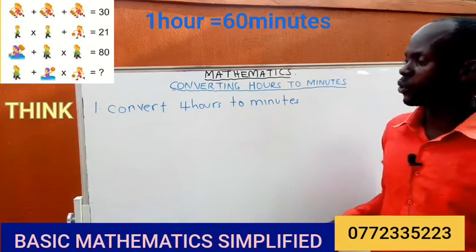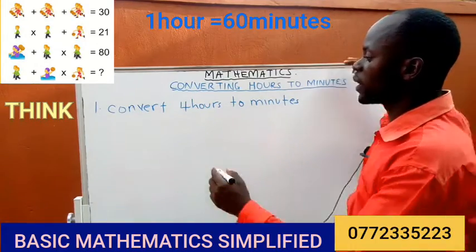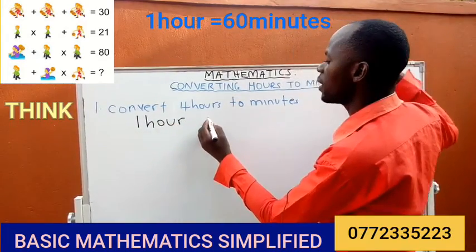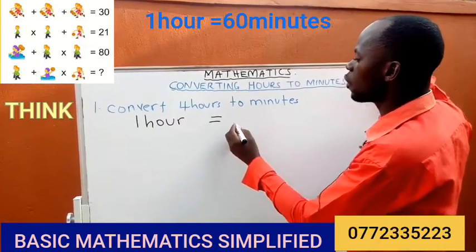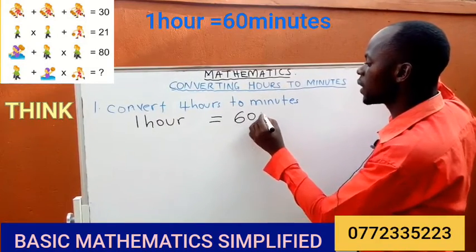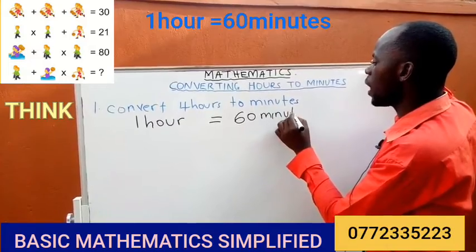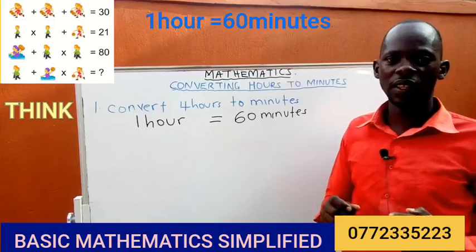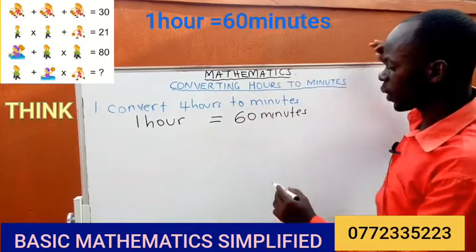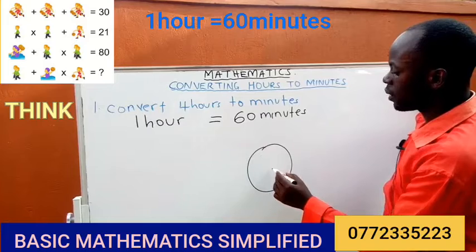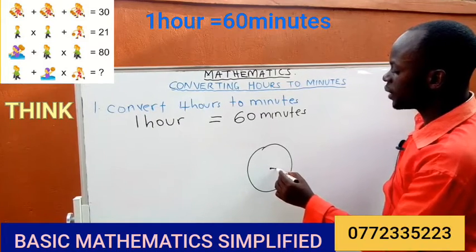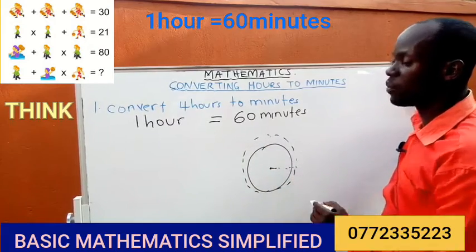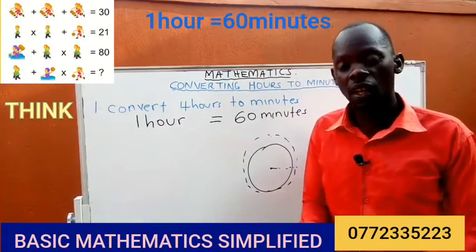The first thing that you should understand is what we learned last time, that 1 hour is the same as, or is equal to, 60 minutes. Only 1 hour like this. Meaning that when you look at a clock face like this, for the minute hand to move round up to this point, it would have made 1 hour. And those are 60 minutes.